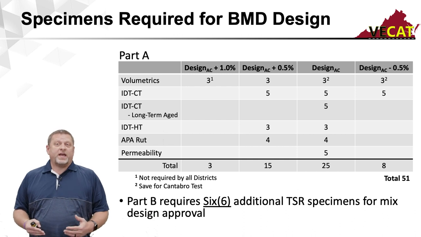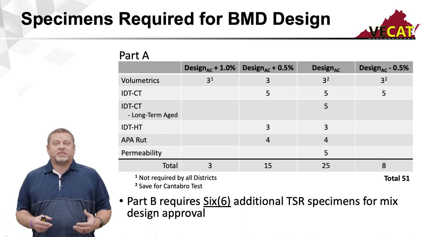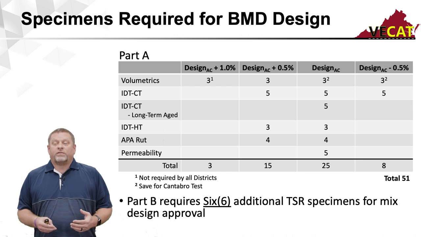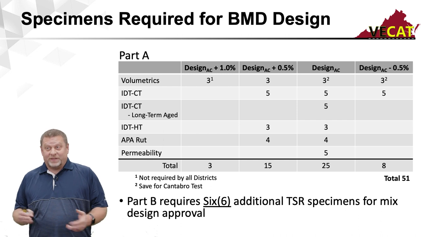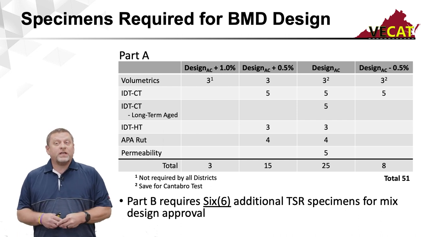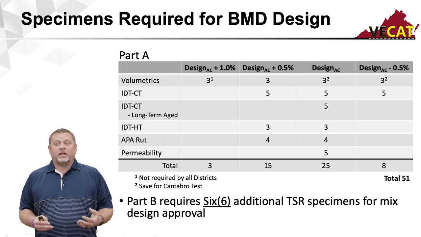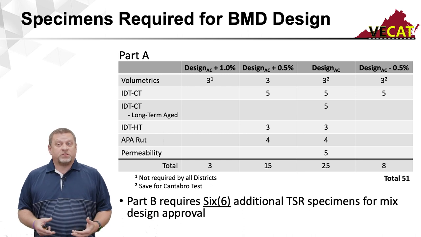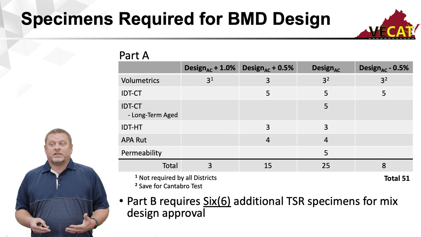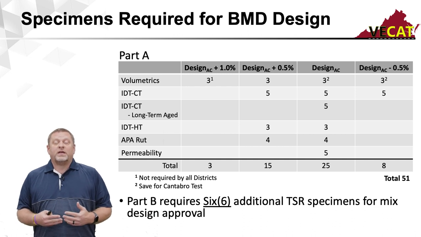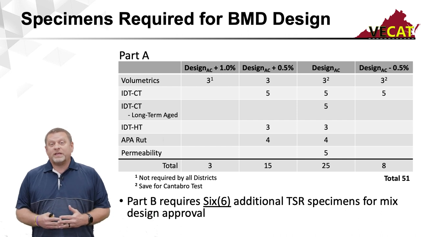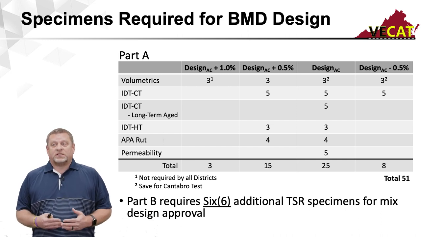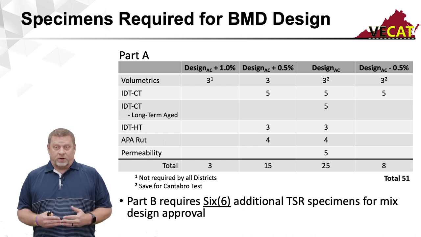With all these additional tests, let's take just a second and talk about how many specimens you're going to need for a balanced mix design, BMD mix design. Originally, for volumetrics, we only needed 12 volumetric specimens and 5 permeabilities. So a design would have been turned in with 17 specimens made. That's all that you needed. Now, for a BMD mix design, look at the number on this slide, 51 total specimens. That is quite an increase.